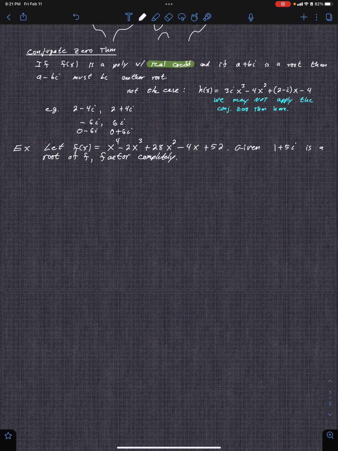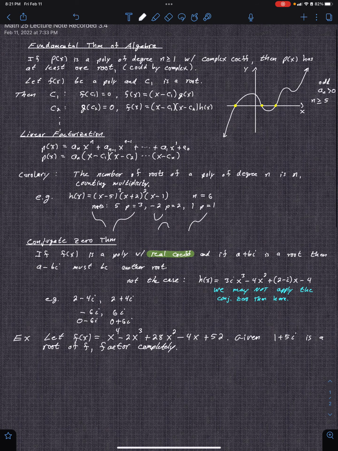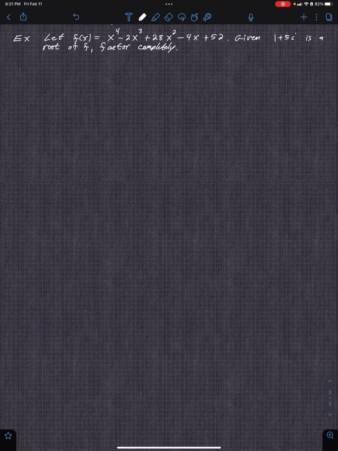Let's take a look at factoring this polynomial given a root in complex form. This is continuing in 3.4. So what if we had the polynomial x to the fourth minus 2x cubed plus 28x squared minus 4x plus 52, and we're given that 1 plus 5i is a root of f, and then to factor completely.